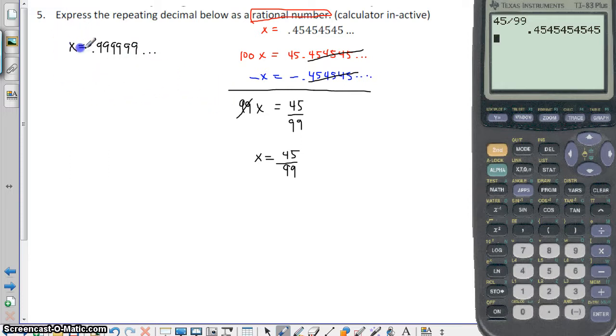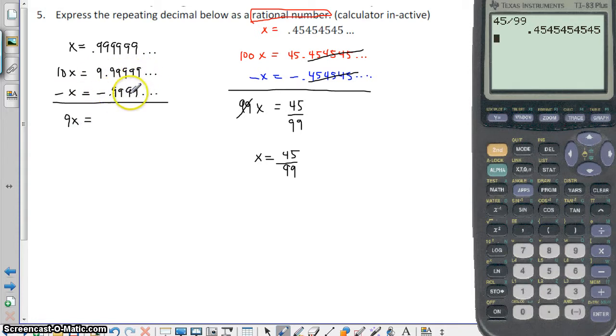If you let x equal that, then all you have to do is multiply by 10, and the 10 would move the decimal place over 1, so you have 9.9999, and so on. Subtract x makes you subtract 0.9 and all the decimals after it. 10x minus x gives you 9x.